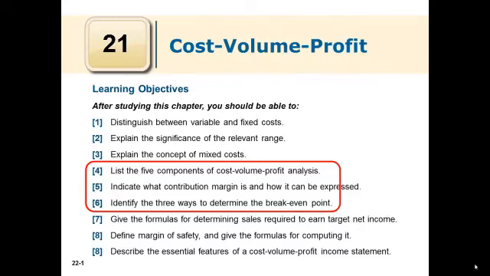CVP analysis is the study of the effects of costs and sales volume, the C and the V, on a company's profits, the P. We'll calculate a new term called contribution margin and look at the various ways it can be expressed. We'll define a very key relationship in CVP analysis known as break-even analysis.